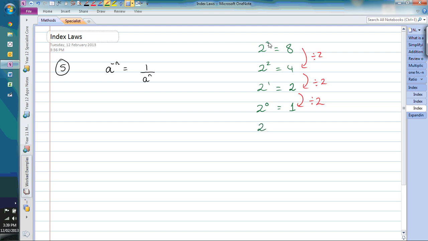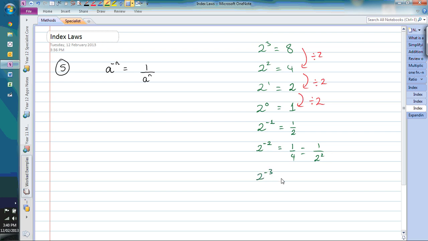The next one, well, these are going down by 1s. 3, 2, 1, 0. Next we have negative 1. And on the right-hand side, I've been dividing by 2 each time, so half of 1, well, that's just going to be a half. If I went the next step, 2 to the minus 2, well, that's going to be half of a half, which is a quarter. And I'm also able to write a quarter as 1 on 2 squared.